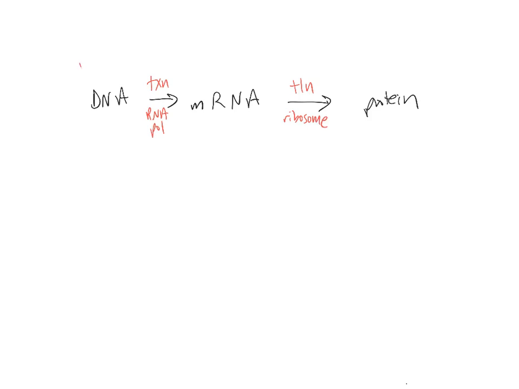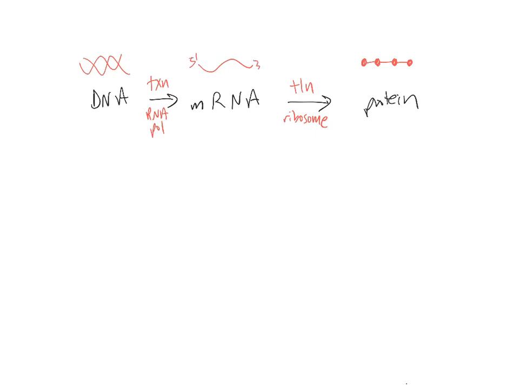And as you know, we start with DNA, which is double-stranded, then we make messenger RNA, which is single-stranded, and then finally we make a protein, which is often shown as a blob, but really is a string of amino acids that are covalently bonded to each other.